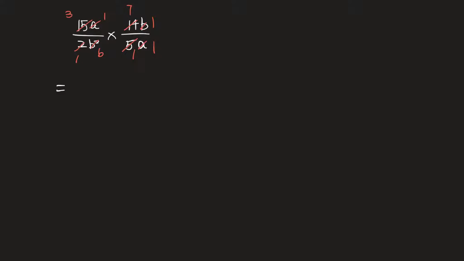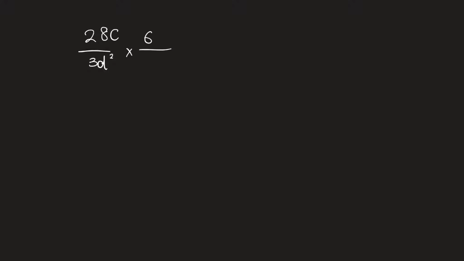Okay, so do it one by one. So you have 21 over B. Okay, so this is what you have. And then the next one will be 28c over 3d squared times 6cd cubed over 7.